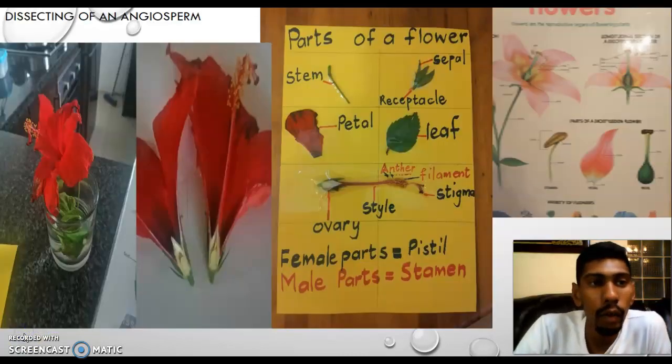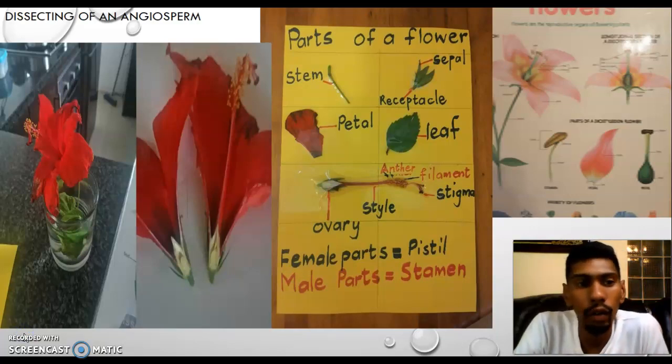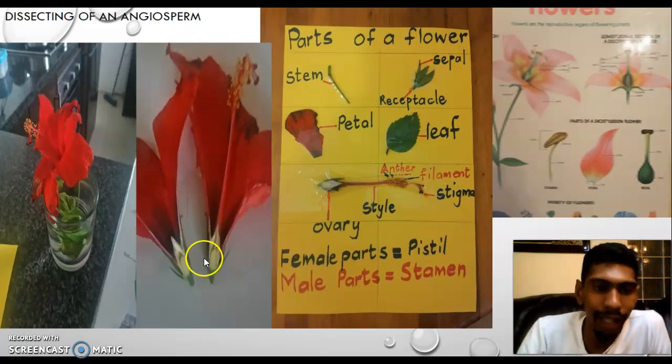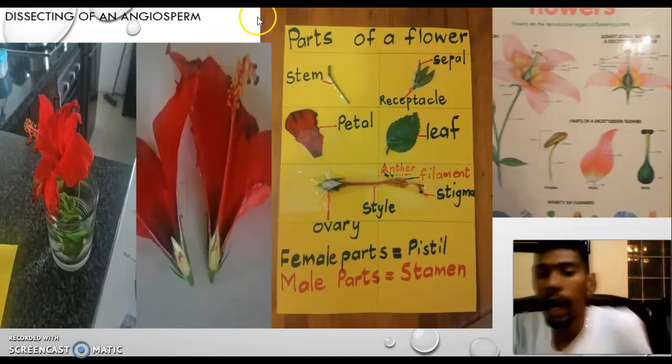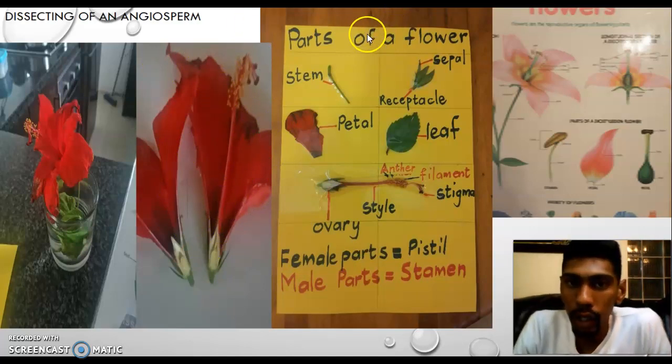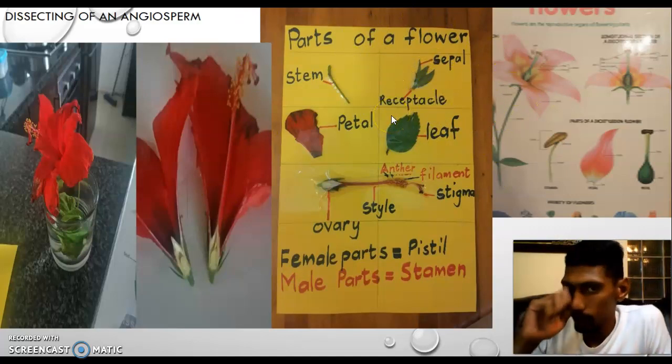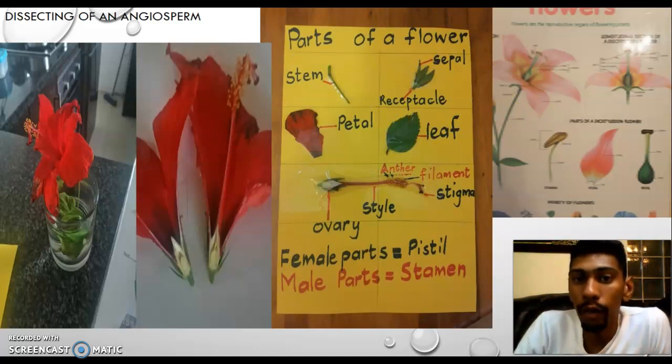Okay, so on the next slide, we're looking at the dissection of an angiosperm. The angiosperm that I chose was the hibiscus because it was the most convenient for me. In the first picture here, we can see what the hibiscus looks like. In the second picture, we can see after I dissected the hibiscus into two, so we can have an indication of the different parts of the plant. And in the third picture, this is where I separated all the different parts onto a piece of cardboard.